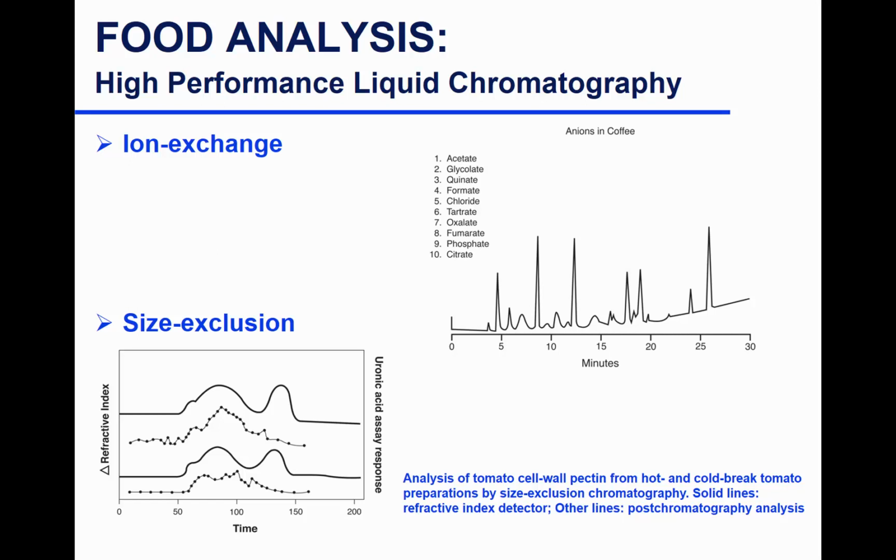And size exclusion, this is cell wall pectin material that is being separated by size exclusion. This is potentially a low pressure size exclusion, and you can see that with low pressure you don't really have excellent separation. You have broad peaks and not sharp ones with low pressure liquid chromatography, unlike high pressure liquid chromatography. I should have shown one example from Alex's work next year.